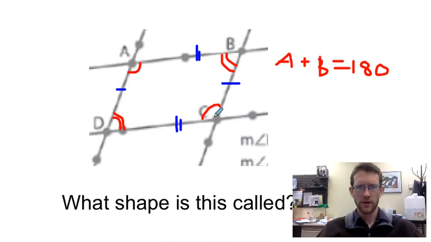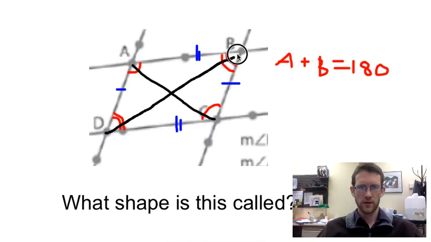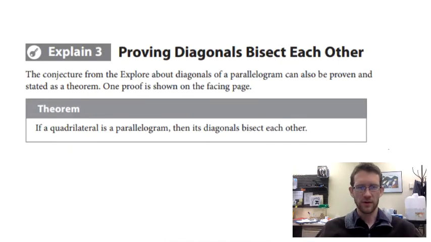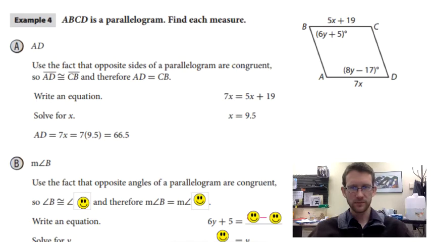So the diagonals: if we draw a diagonal through this quadrilateral, they bisect each other. So we're saying that this segment here is congruent to that segment, and this segment here is congruent to this segment. Right? That's what it means to be bisected, is cut into two even halves. So that's our final property for parallelograms. Okay, and then we can apply this to different problems.